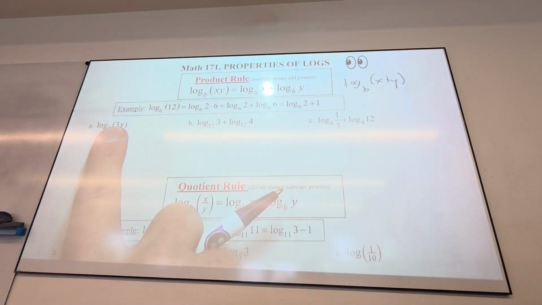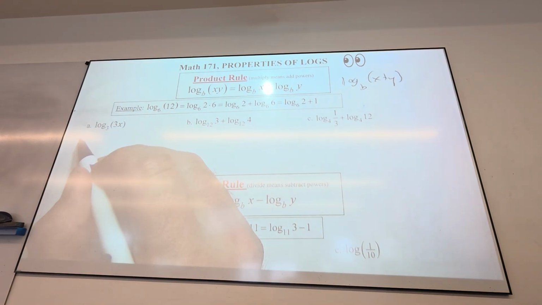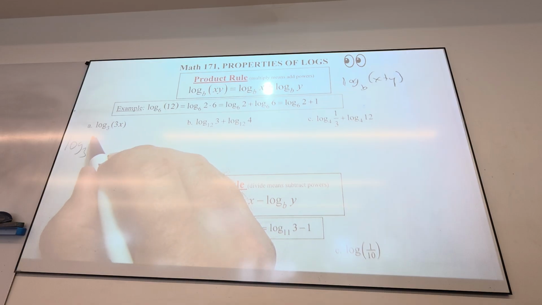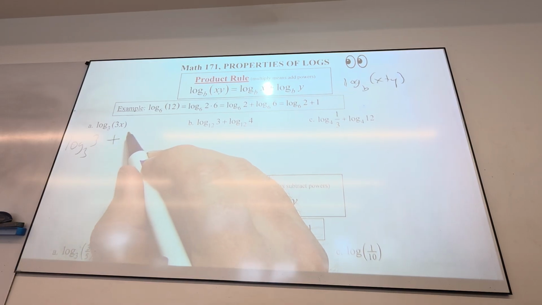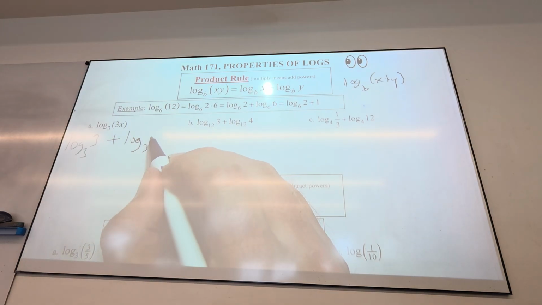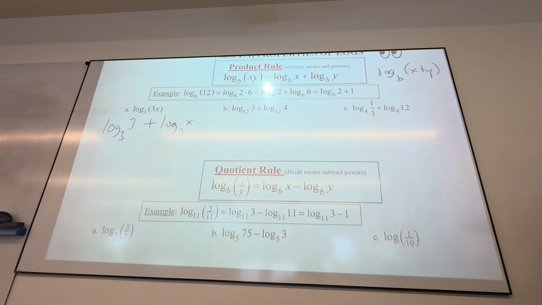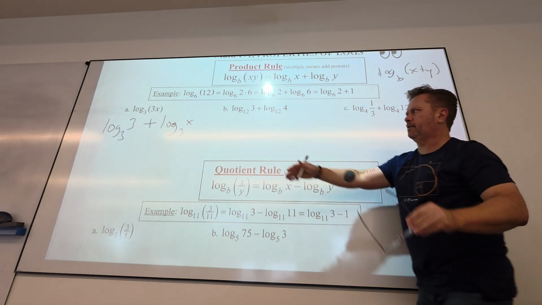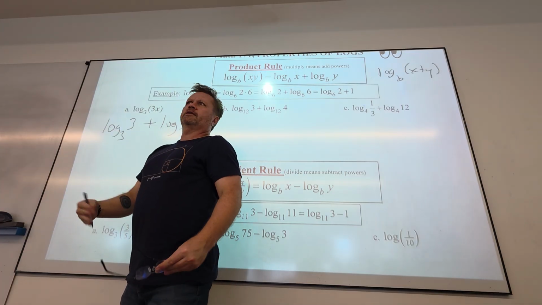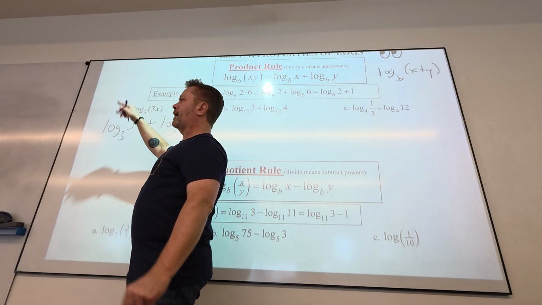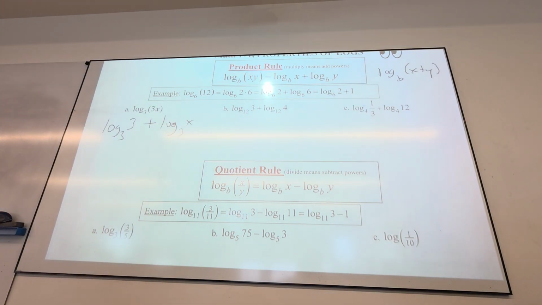So I have a single log of a product, so I can break that up into what? Log 3 plus log 3 of x. Be careful not to write it as a power, just of x. We write the 3 as a base. That doesn't mean these are powers. Is everybody cool with that? It doesn't mean it's like 3 to the third power or something. Yes? Okay. And what part of that can we do something with?